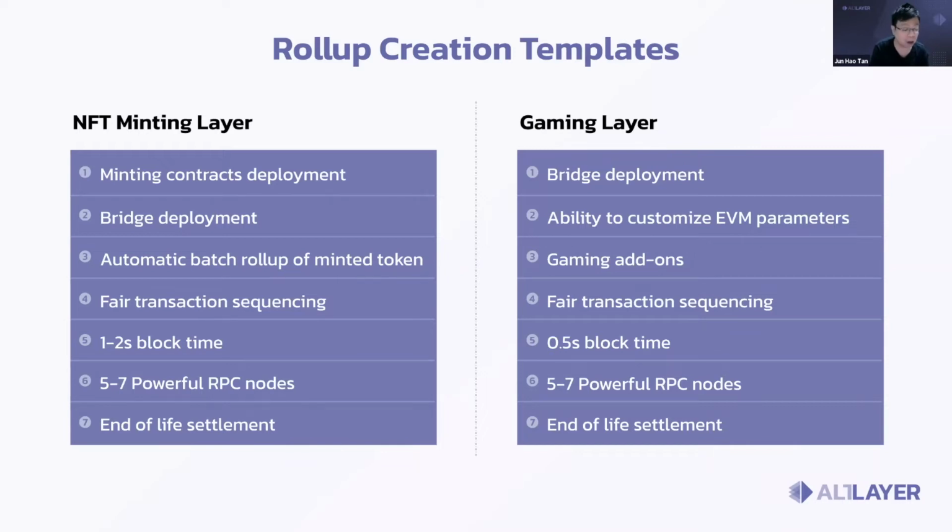We have an interesting article on our blog about how we mint on L2 and get it on L1 automatically. And of course, things like fair transaction sequencing, that means first come, first served, a block time of about 2 seconds, 5 to 7 powerful RPC, and end-of-life settlement. And of course, you can expect similar things from a gaming layer and so on. So the idea is for us to create templates, and after that, people can start deploying the rollups, install add-ons created by participants from the layer hacks and the broader ecosystem, or even deploy your own dApps that need an application-specific or thematic rollup.